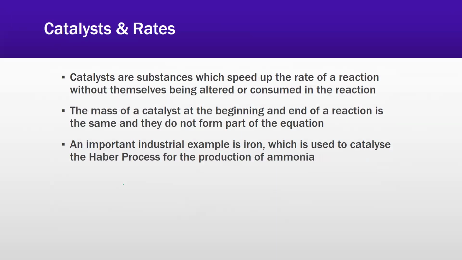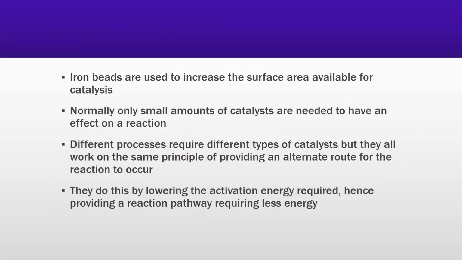Catalysts तो वही substances that speed up the reaction. Catalysts are substances which speed up the rate of reaction without themselves being altered or consumed in the reaction. They just speed up the reaction. They themselves don't participate. The mass of the catalyst at the beginning and at the end of the reaction would always be the same. They do not form part of the equation. An important industrial example is iron, which is used to catalyze the Haber's process for the production of ammonia. Iron beads are used to increase the surface area available for catalysis. Normally, only small amounts of catalyst are needed to have an effect on a reaction.